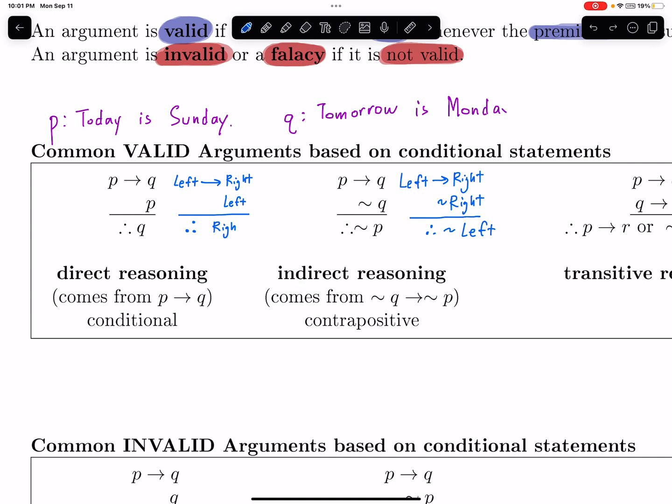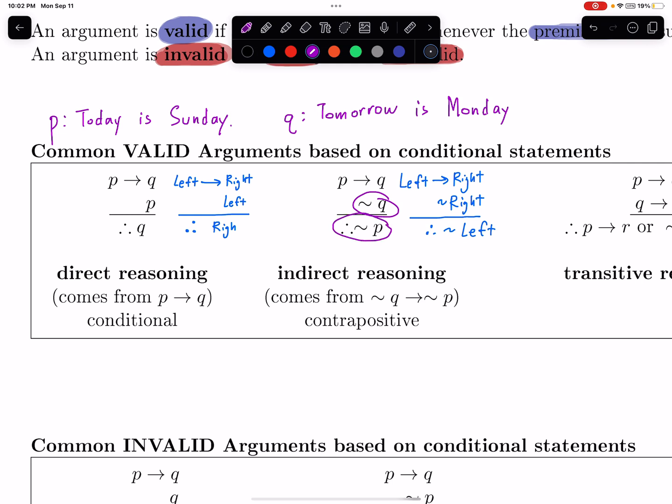Let's bring that back to our context. The original if P then Q is, again, if today is Sunday, then tomorrow is Monday. And then what would this next part be? That's saying tomorrow is not Monday. That's the negation of Q. Tomorrow is not Monday, therefore today must not be Sunday. Today's not Sunday, because if tomorrow is not Monday, then today is not Sunday. That makes sense, right? That's a valid argument.